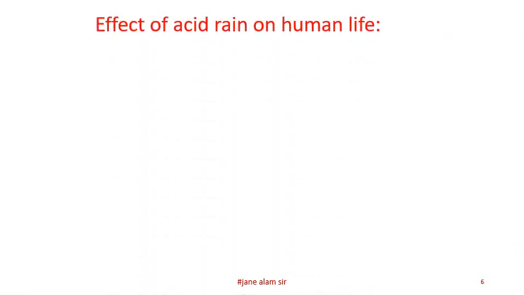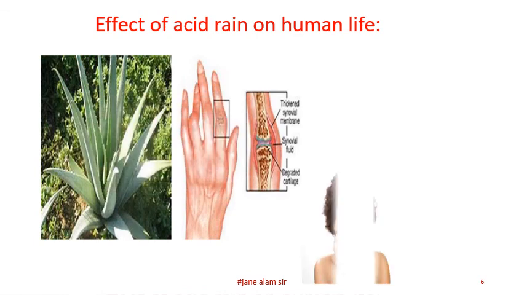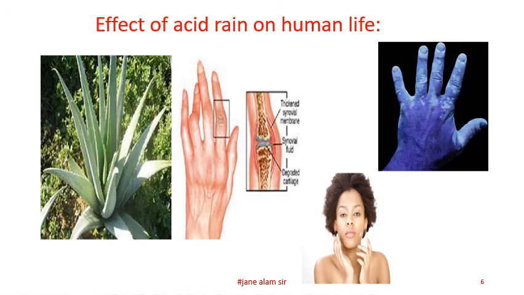Next, acid rain on human life. Acid rain irritates the respiratory tract. It injures lung tissues. Acid rain also affects the skin of the body. As a result, loss of hair, rash on skin, etc. happen. Here you can see the diagram of how acid rain affects the skin of humans, hands, face, and as well as the bones.